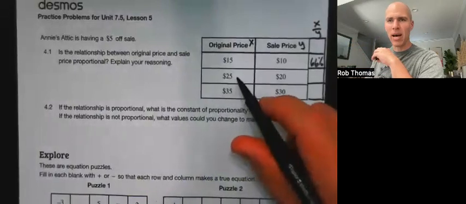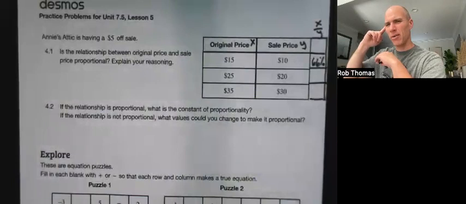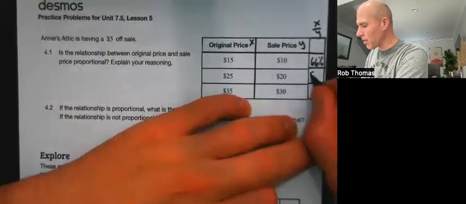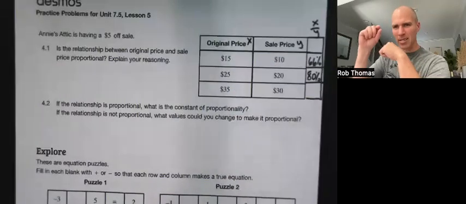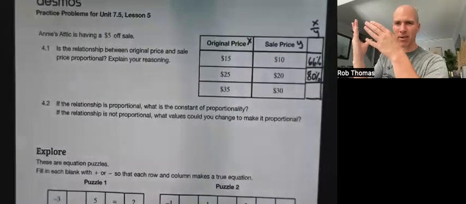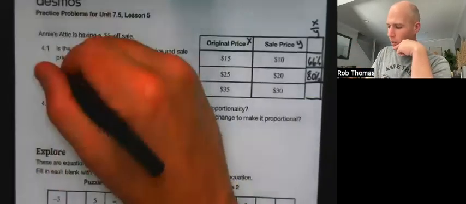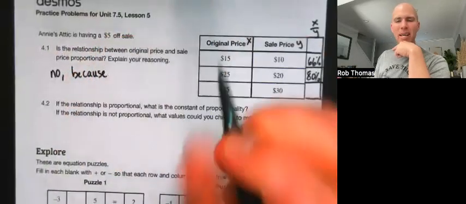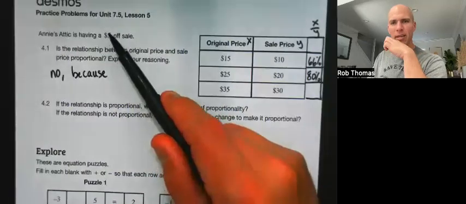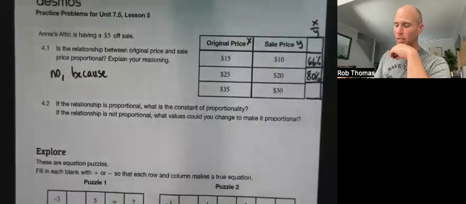20 divided by 25, that's the same as 4/5, right? I'm just simplifying fractions in my head right now. And 4/5 is the same as 80%. And so it's like less of a discount, right? The bigger the original price, the less of a percent discount $5 is. That's not proportional. And so I want you to write an answer here that says no, because, and then say something about the fact that it's $5 off each time, or you can say something about these ratios not being equivalent, because that's really what it's about, right?